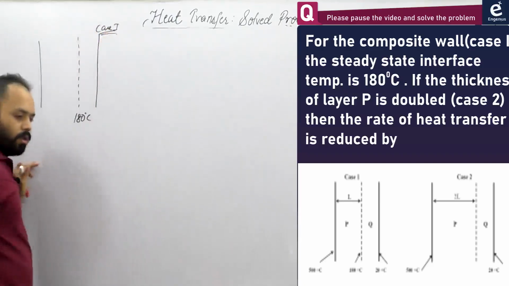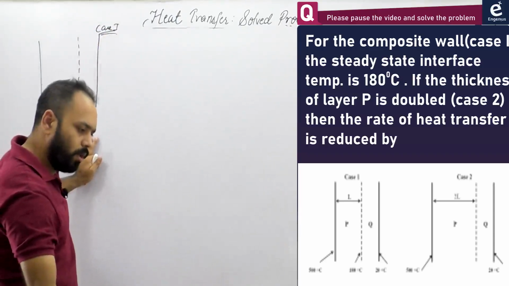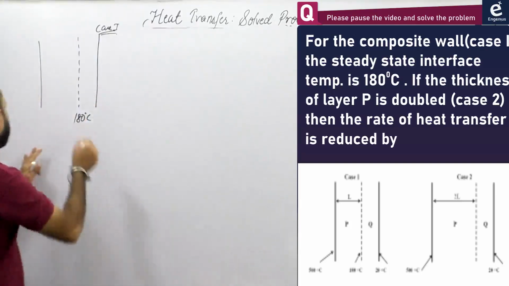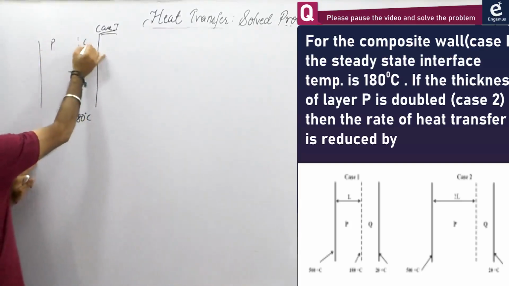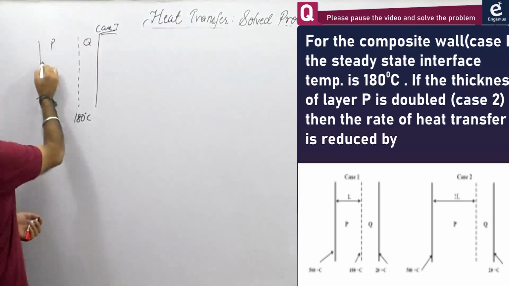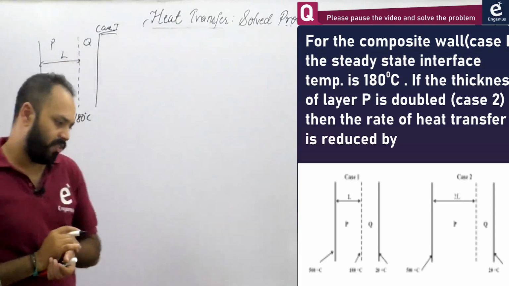Okay, and this is one dimensional conduction. Okay, let's see. और कोई डेटा नहीं दिया इसमें. We have two layers. This layer is layer P and this layer is layer Q. It is given that this layer is having the length L. अच्छा, बाउंड्री टेम्परेचर जो है वो भी गिवन है आपके पास.